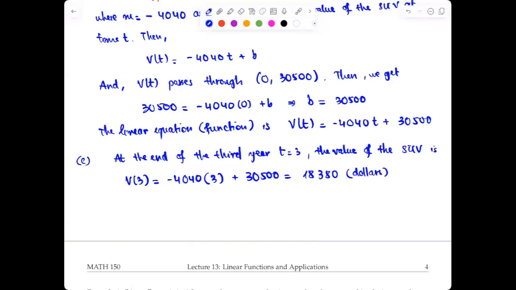So you write the conclusion that the value of the SUV after the third year is $18,380. So the value of the SUV after the third year is $18,380.